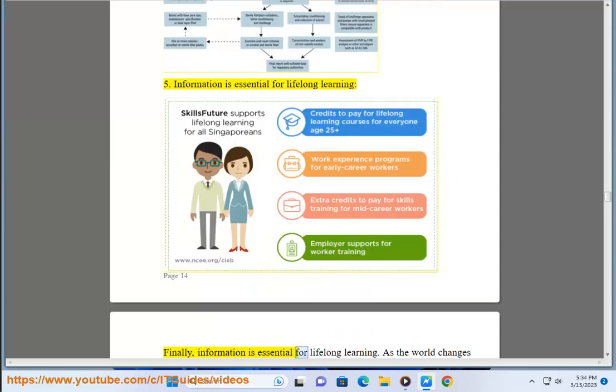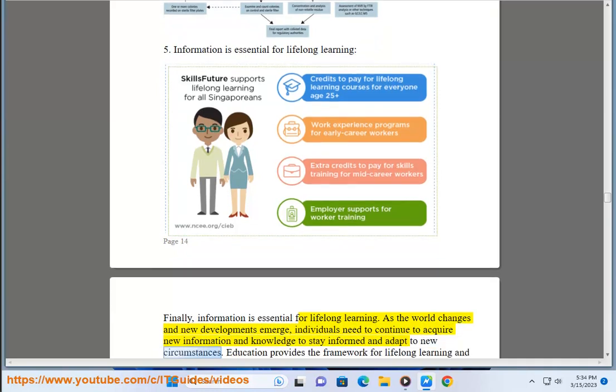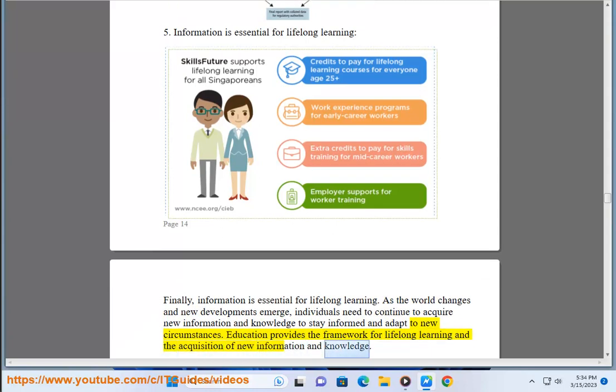5. Information is essential for lifelong learning. Finally, information is essential for lifelong learning. As the world changes and new developments emerge, individuals need to continue to acquire new information and knowledge to stay informed and adapt to new circumstances. Education provides the framework for lifelong learning and the acquisition of new information and knowledge.